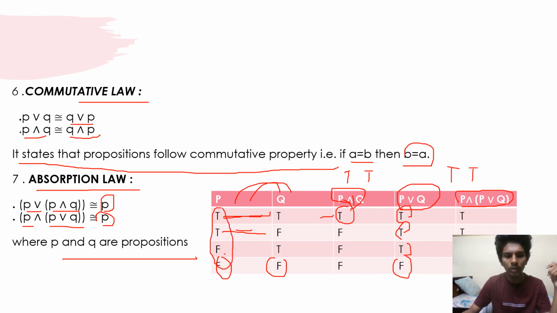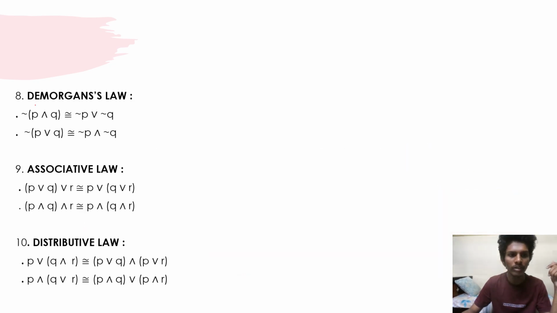Okay, going to the next law, De Morgan's law. Here there are two laws. Negation of P or Q.